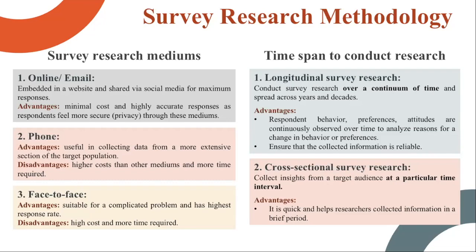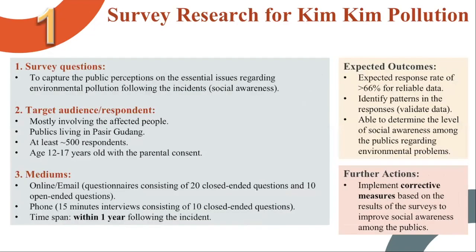And the second one is cross-sectional survey research. So this one will be conducting survey research at a particular time interval. And the advantage of using this is that it is quick and it helps researchers to collect information in a brief period of time. So for this particular incident, the Kim Kim toxic river pollution, there are two different survey questions.